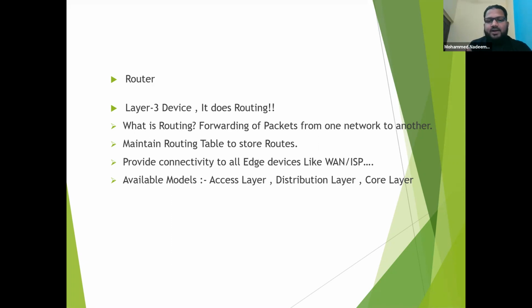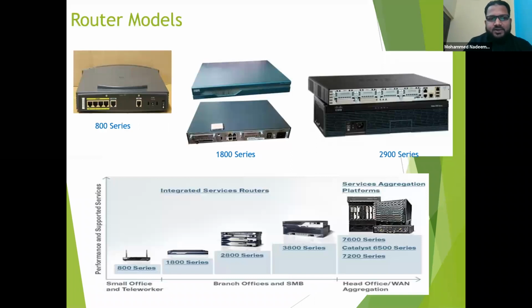A switch provides connectivity to all the endpoints. A router provides connectivity to the WAN, your ISP, and all edge devices, right? Switches are available in the access layer, core layer, and distribution layer, like I talked about in the last class. Similarly, routers are also available. So you can see here, these are the routers.